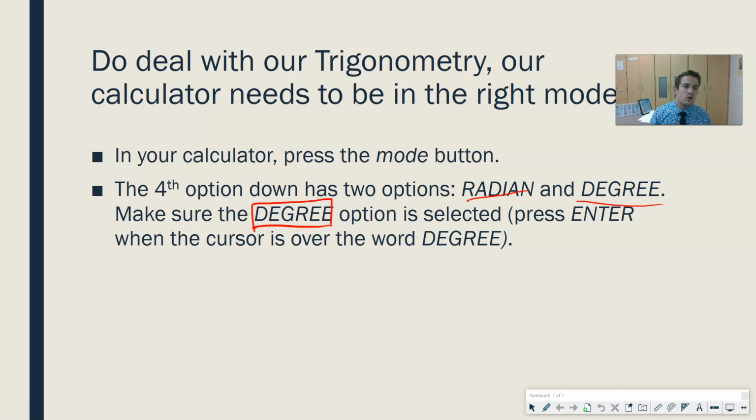Because the angles that we're going to be dealing with are in degrees. If you're curious what this means, just wait until Math 3. We talk about what radians are.